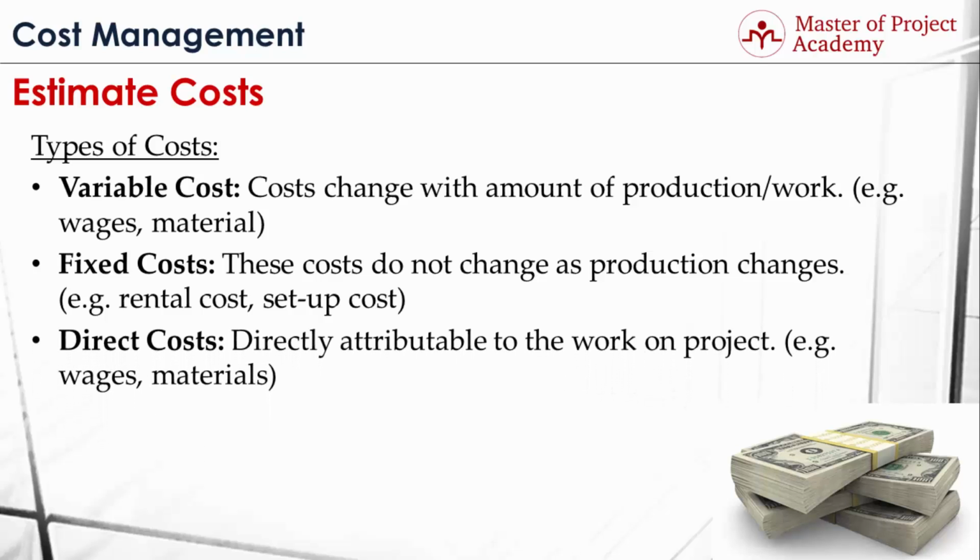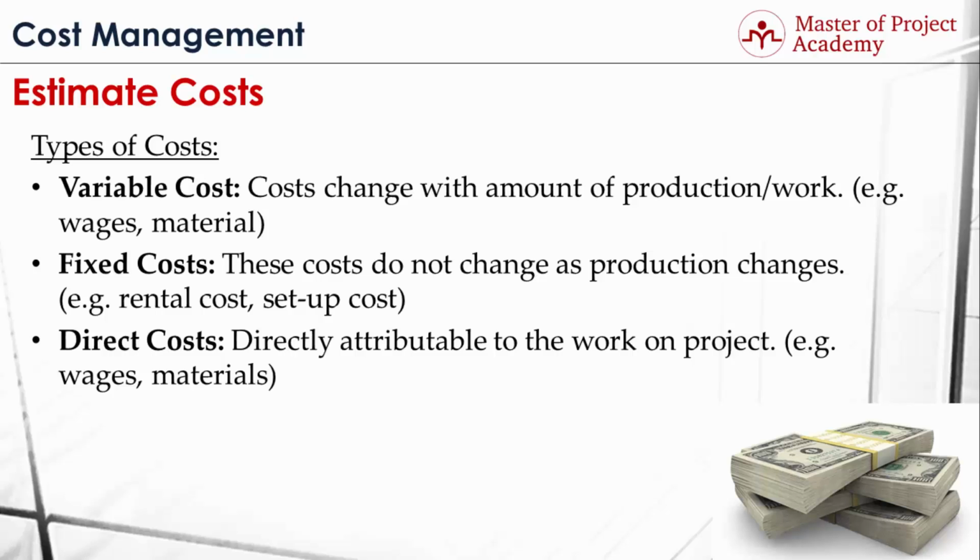The third type of cost is direct costs. Direct costs of the project are directly attributable to the work on a project. For instance, wages of the project resources, materials that will be used in the project are direct costs, because these will be input to the project in order to produce project deliverables.